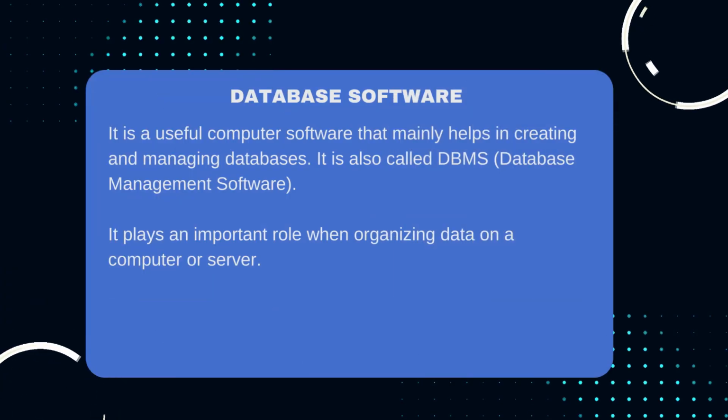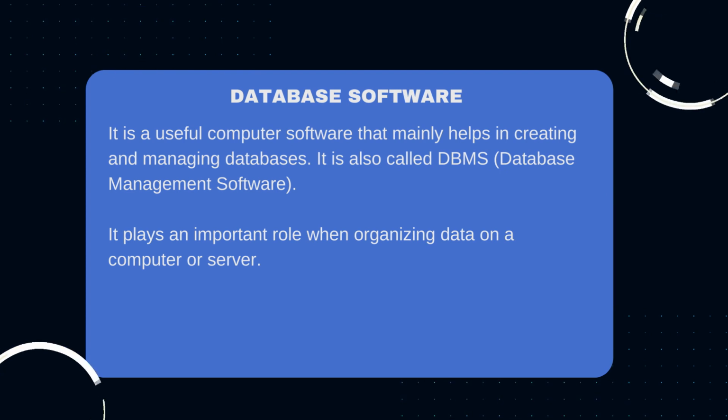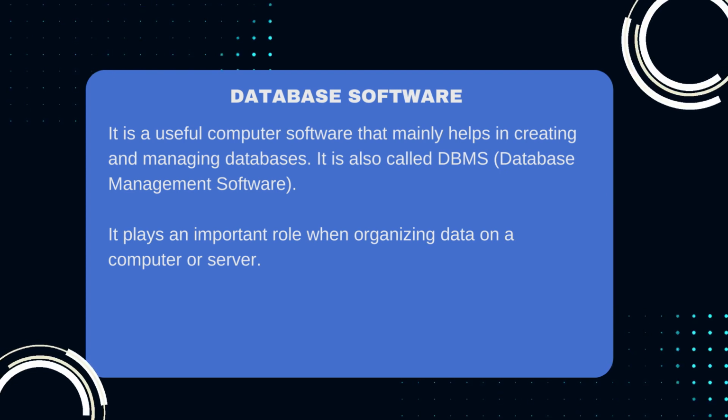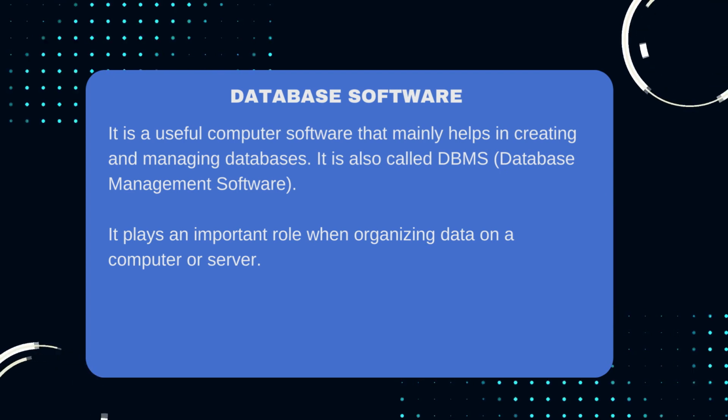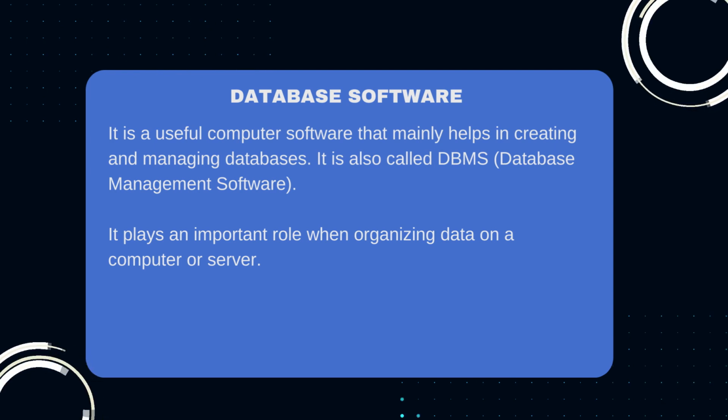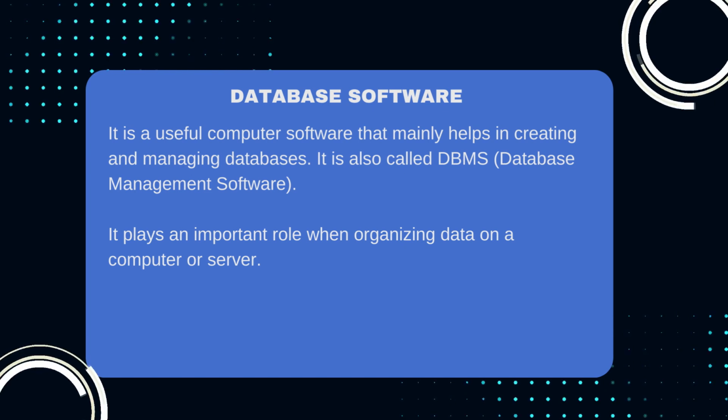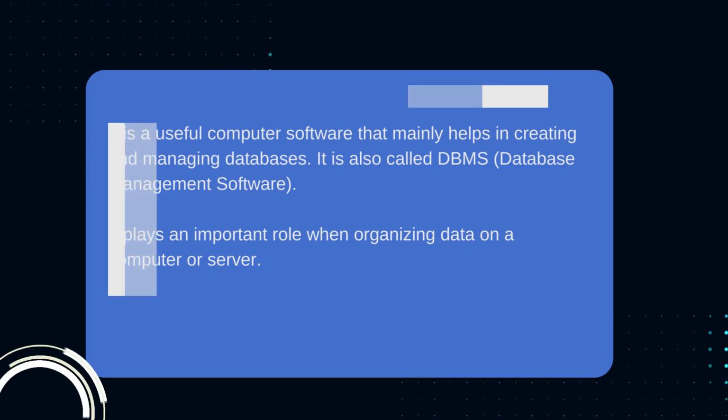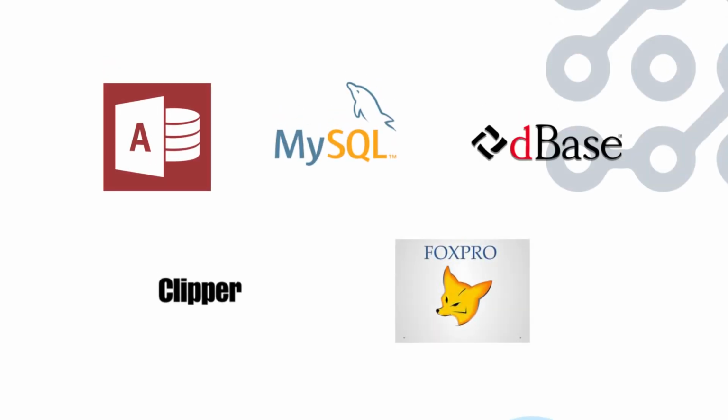Another example of application software is database software. It is a useful computer software that mainly helps in creating and managing databases. It is also called DBMS or Database Management Software. It plays an important role when organizing data on a computer or server. So we have here different examples. We have Microsoft Access, MySQL, dBase, Clipper, and FoxPro.